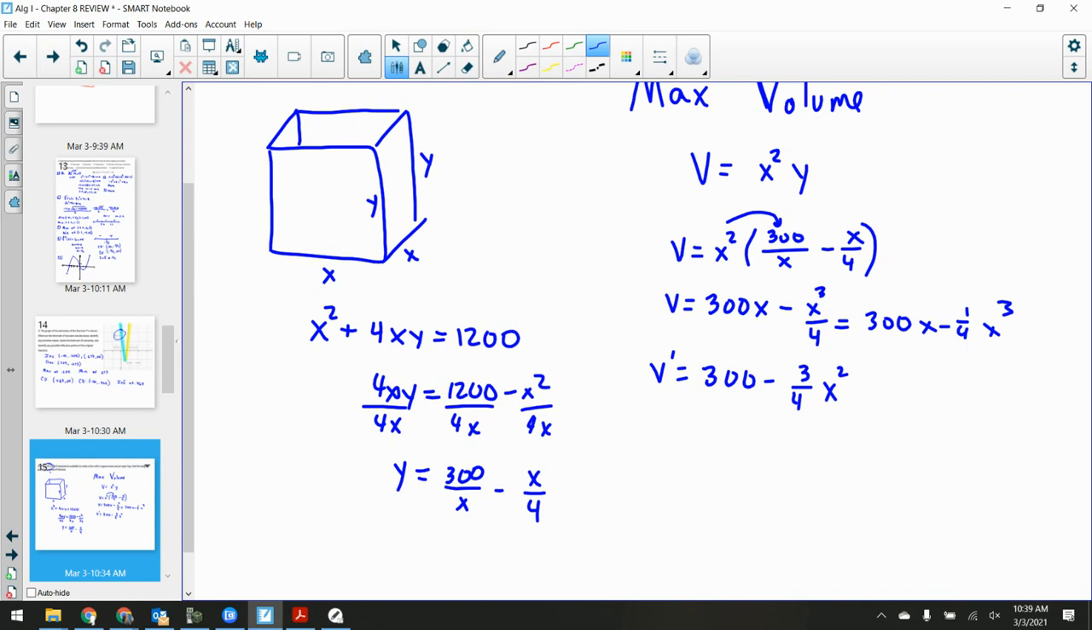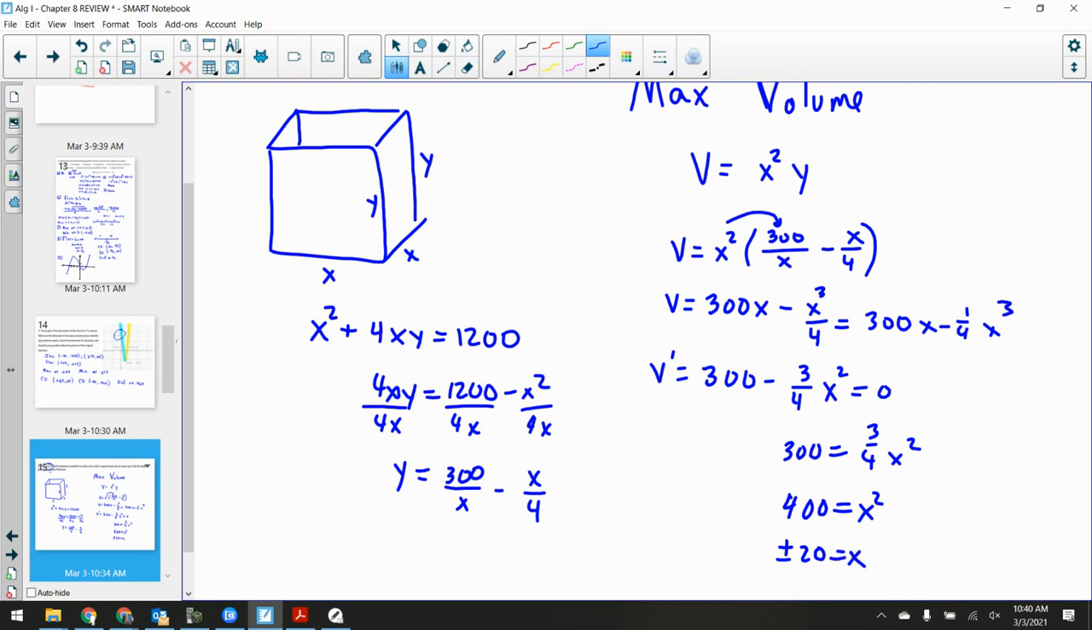So that's what I want to find the 0 of. Set that equal to 0. Let's add over the 3/4 x squared. So 300 is equal to 3/4 x squared. I want to divide over the 3/4, but really that's like multiplying by the reciprocal 4/3. 400, I believe. Oh, no, that's right. 400. 400 is equal to x squared. So I square root it, I get plus or minus 20.